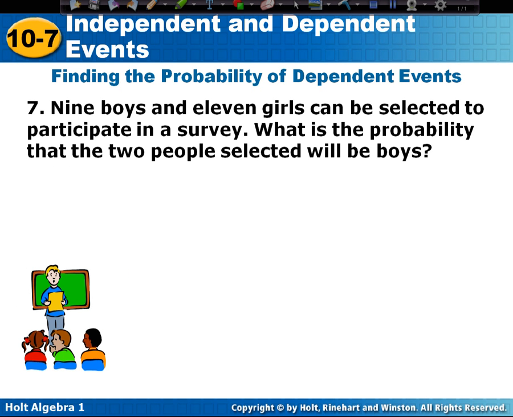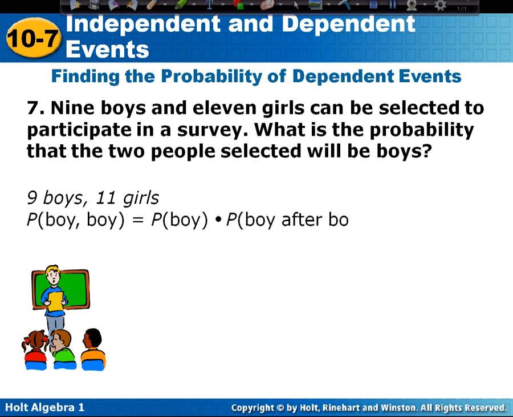Number 7 says 9 boys and 11 girls can be selected to participate in a survey. What is the probability that the 2 people selected will be boys? So we have 9 boys and 11 girls, and we're going to do the probability of a boy and then the probability of a boy after a boy is chosen. We know that this one is dependent because they want 2 different people for their survey, so we can't pick the same person twice. That's going to affect the probability the second time.